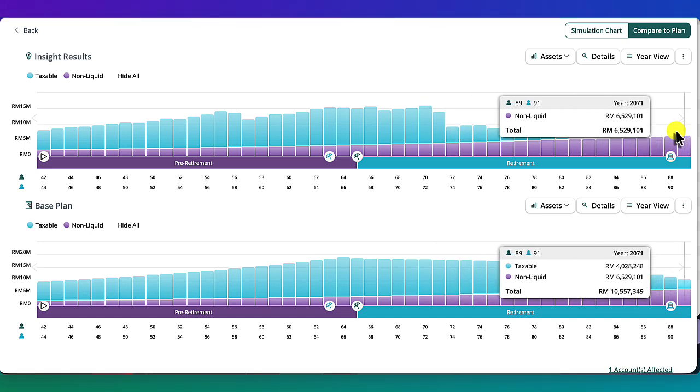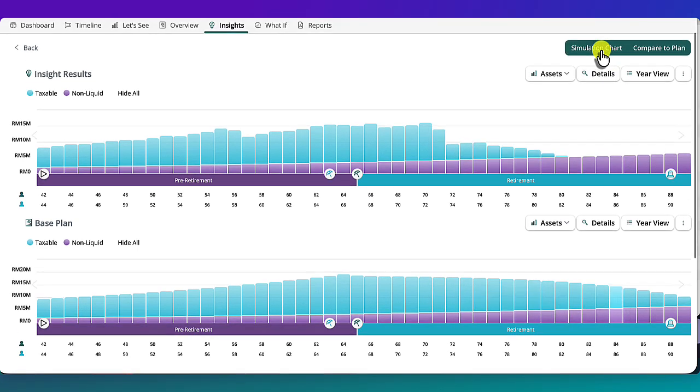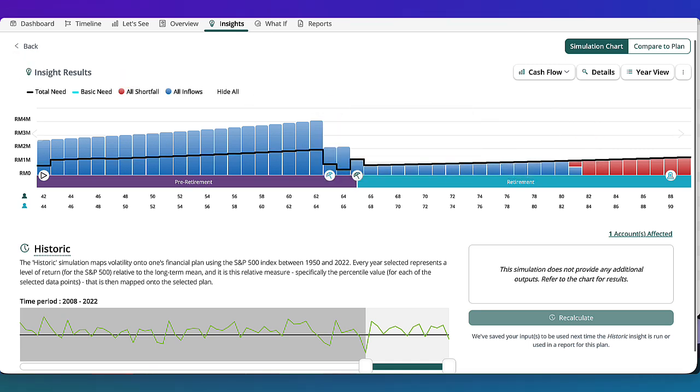So this would be something to really focus on with your client, make a plan. If this were to happen, what are some of our options that we could do to prevent this from happening and for us to be secure in our plan in those later years.